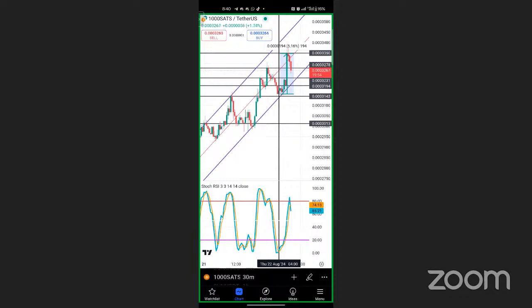Support, resistance, trend lines. And they are very key.